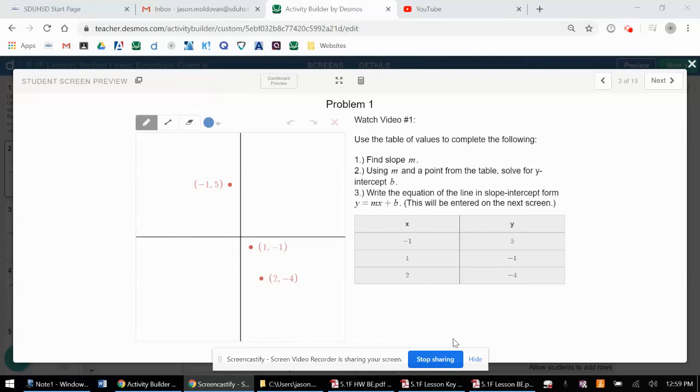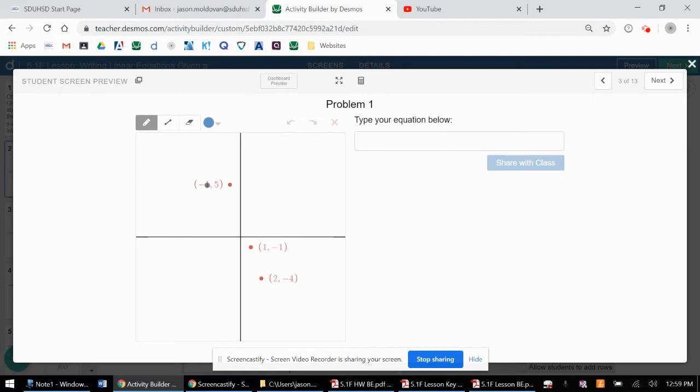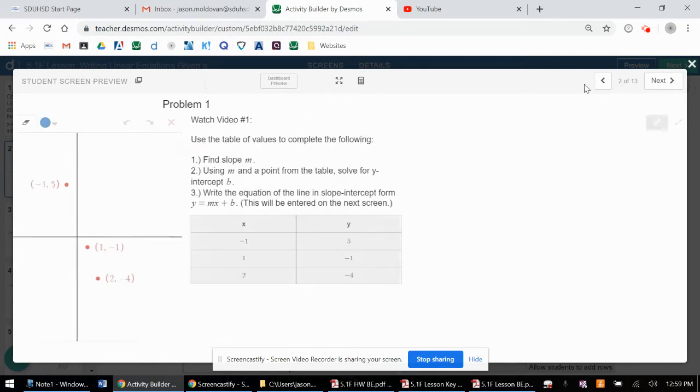This is the first video for the 5-1F lesson. Problem number one states that we're going to use the table of values below to write the equation of the line. This is slide two, and slide three has the same problem with the same points. It just doesn't have the table.